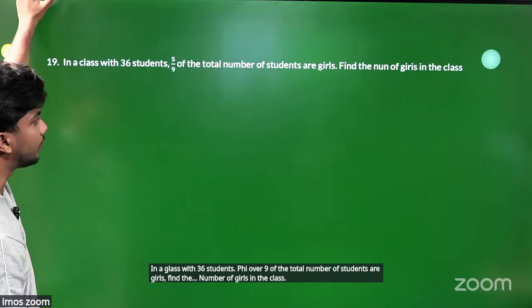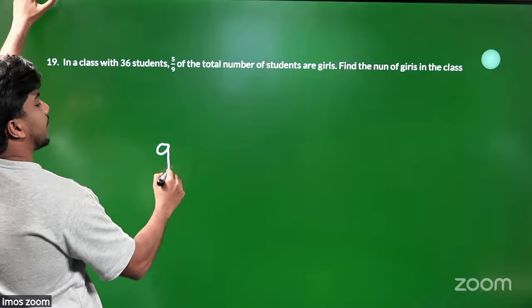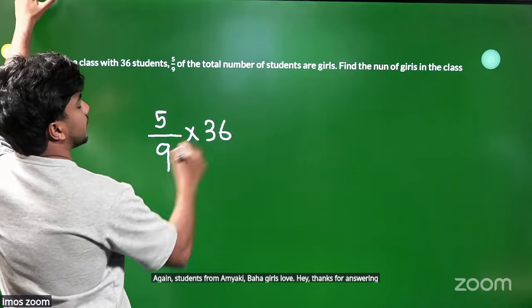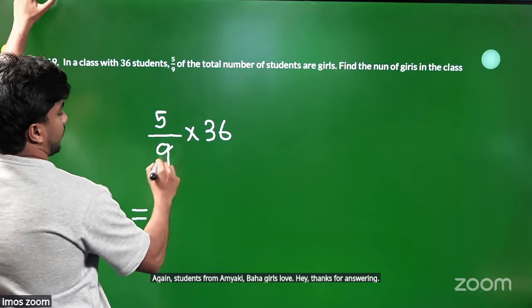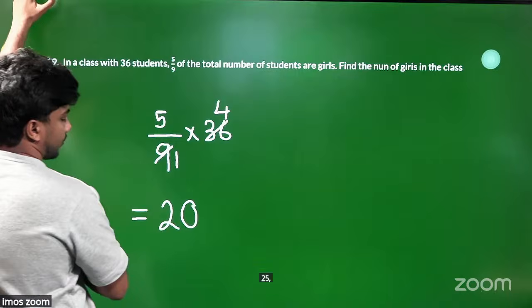Put 5 over 9 of total number of students are girls. If there are 9 students, 5 are girls. Then if there are 36 students, how many girls? 9 ones are 9, 9 fours are 36, 5 fours are 20. Easy question.